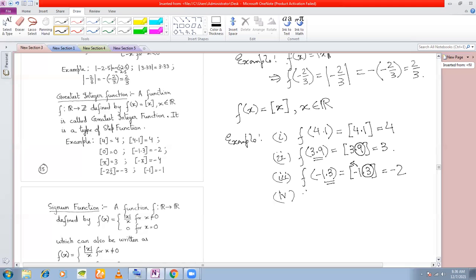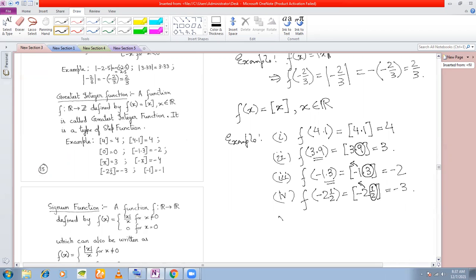Suppose if I give you f(-2.5), then this is equal to [-2.5] within box brackets. And what should be your answer? Because the number is negative here, we remove this fractional part and we increase this by minus 1. So we get minus 3.